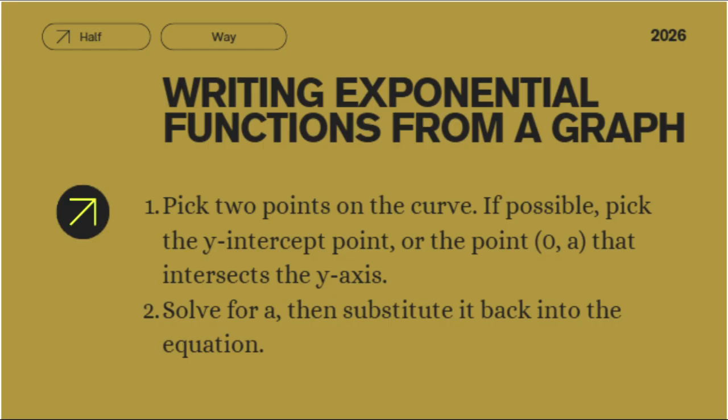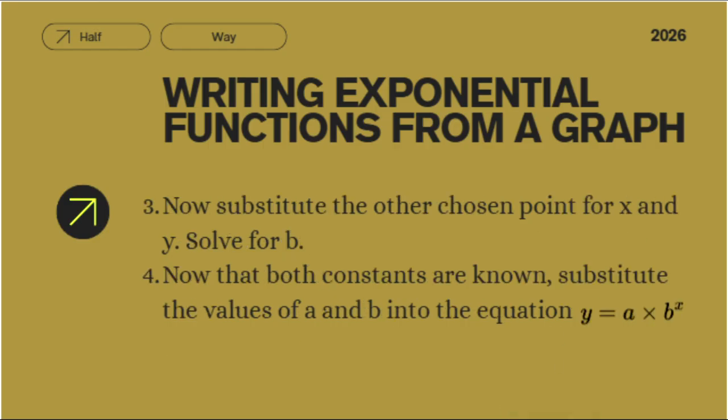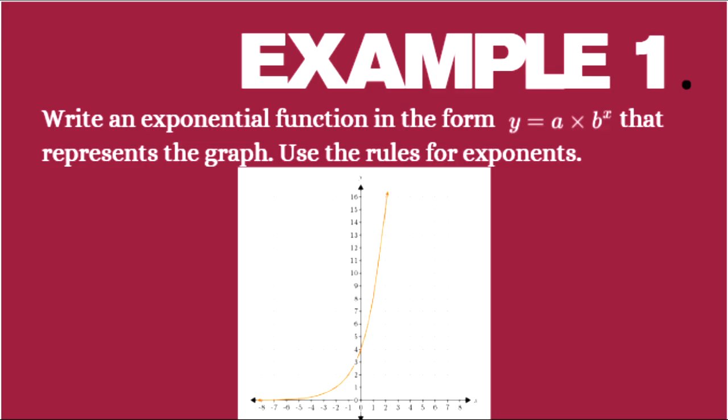Number 2, solve for a, then substitute it back into the equation. Number 3, substitute the other chosen point for x and y with your value for a in the equation. Solve for b, and now that both constants are known, substitute the values of a and b into the standard formula. Okay, these steps should be in your notes. Example 1, we'll go through it together. Write an exponential function in the standard form that represents the graph.